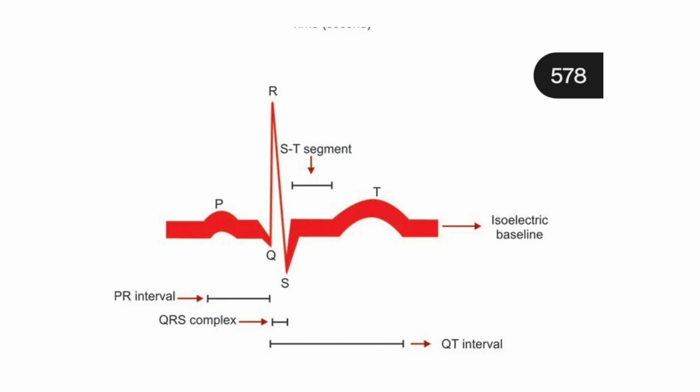The PR interval determines the time duration between atrial and ventricular depolarization, and the ST segment determines the time duration between ventricular depolarization and ventricular repolarization. We know that the ECG has waves both above and below the isoelectric baseline.